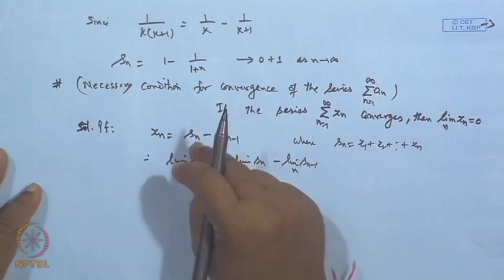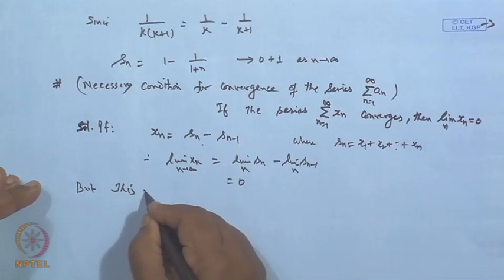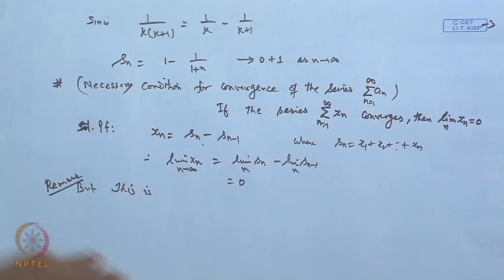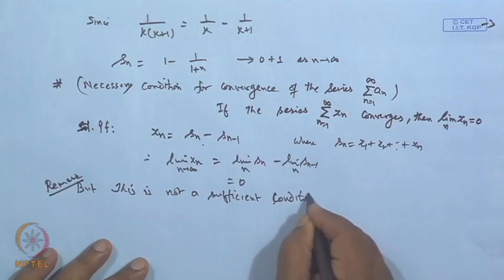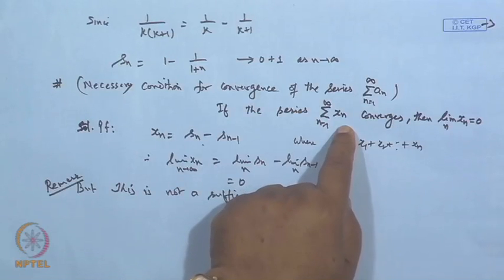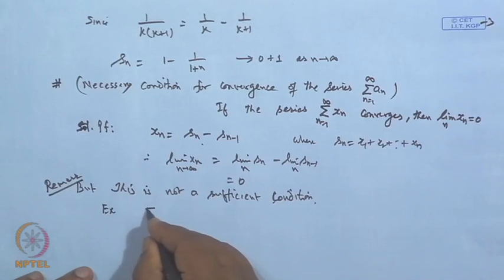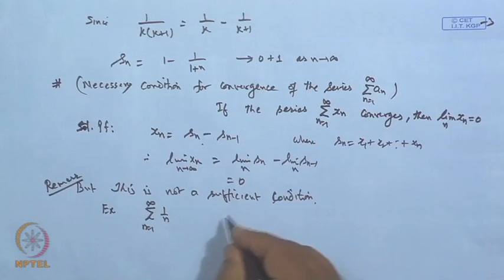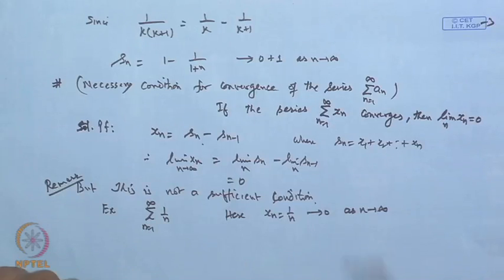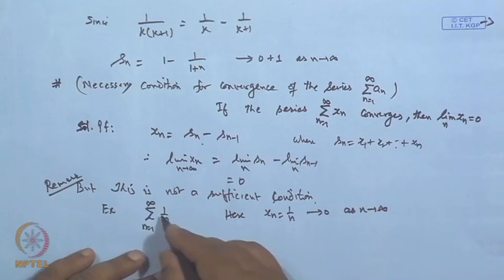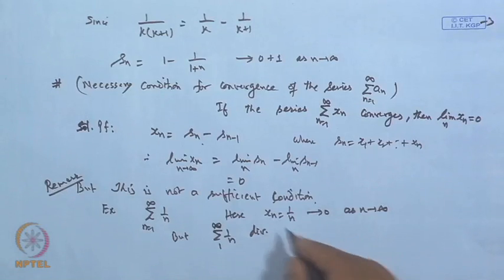So this is a necessary condition for a series to be convergent, but this is not a sufficient condition. That is, if the nth term of a series converges to 0, then it may or may not be a convergent series. For example, suppose I take this series sigma 1 by n, n is 1 to infinity. Here x n is 1 by n, which tends to 0 as n tends to infinity. But this series, sigma 1 by n from 1 to infinity, diverges, as we have seen earlier, because it is a harmonic series.